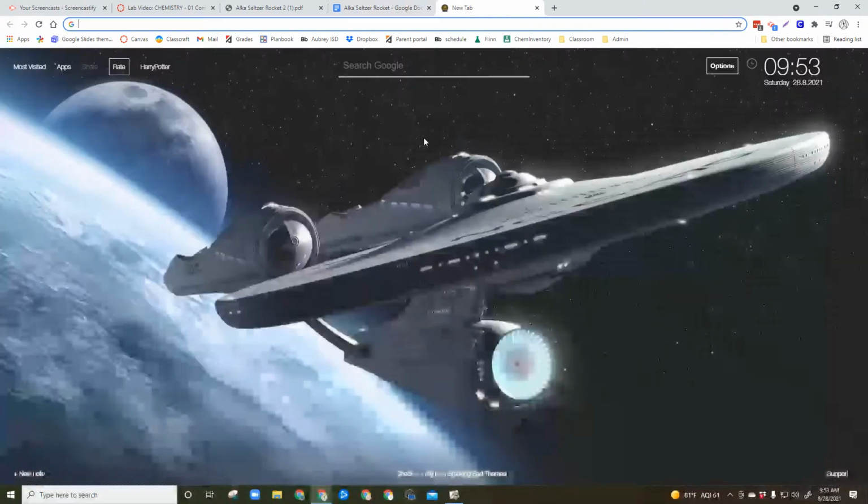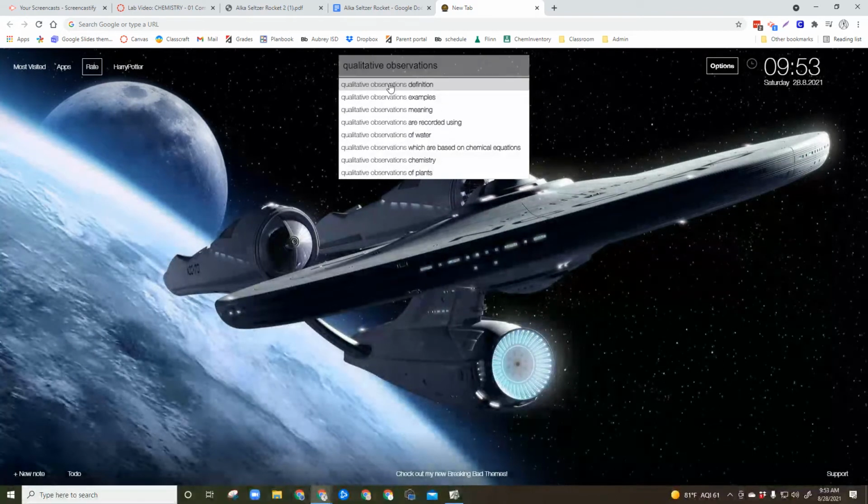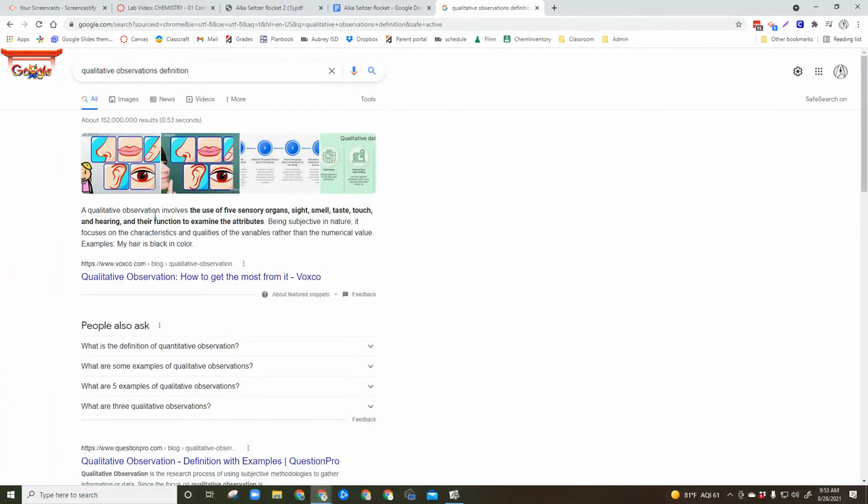Let's go to Google. Paste. Qualitative observations definition. A qualitative observation involves the use of 5 sensory organs, sight, smell, taste, touch, and hearing, and their function to examine attributes or characteristics. Being subjective in nature, it focuses on characteristics and qualities of variables rather than numerical values. All right, so it's using your 5 senses to make observations, not numerical values.